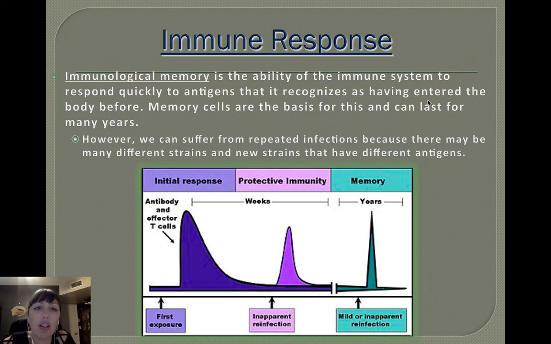Okay, so this brings us to immunological memory, and that's the ability of the immune system to respond quickly to antigens that it recognizes as already having been in the body. So memory cells are the basis for this and can last for years. But we can suffer from repeated infections because there may be many different strains, and new strains may have different antigens.